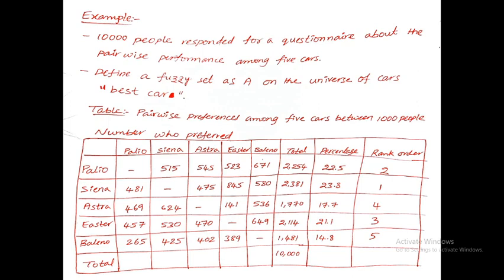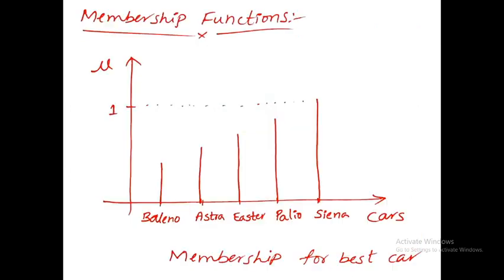Based on these percentages, or the total number, if you give the rank, first place will go to the Sina, second is Palio, third one is Easter, fourth one is Astra, and Baleno is fifth place. So Baleno is preferred over the other models by only 14.8%. That means fifth rank means only 14.8% preferred Baleno over the other four models. So like this we can give the rank or membership values.